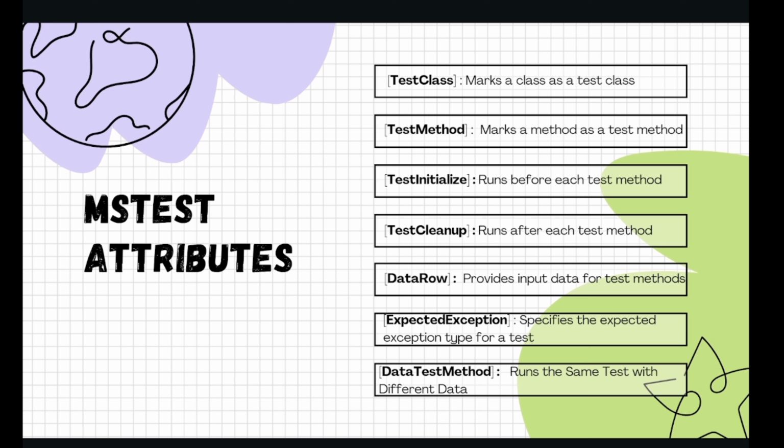Fifth one is DataRow. It provides input data to a test method. Use it with DataTestMethod to execute the same test with different input values. Sixth one is ExpectedException. It specifies the type of exception that should be thrown during the test. DataTestMethod allows running the same test method with multiple sets of data using DataRow.